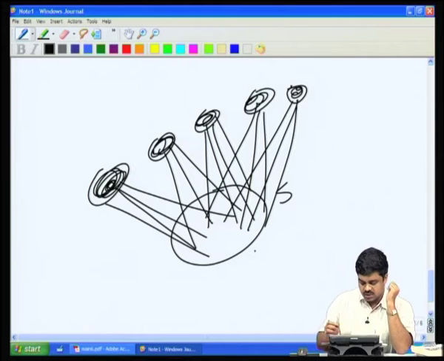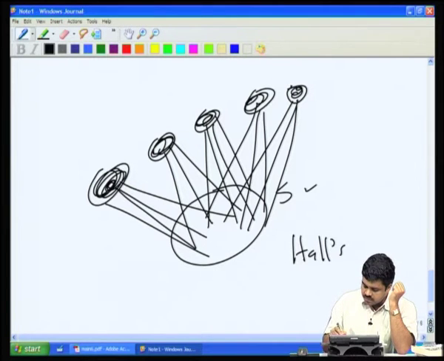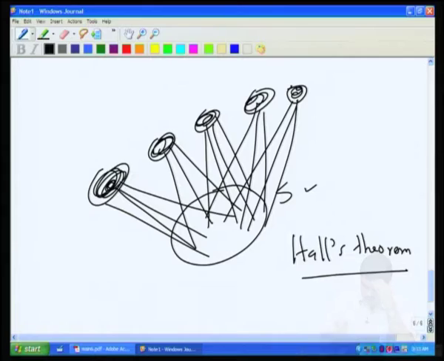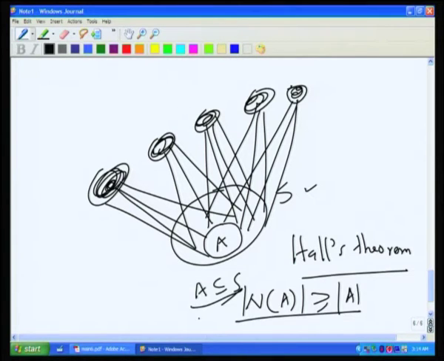Now, I want to show that there is a matching of S. We can use Hall's theorem. What was Hall's theorem? Hall's theorem says that for any subset, say A of S, if I consider N of A, and if the cardinality of N of A is greater than or equal to the cardinality of A for any subset A, then we say that Hall's condition is satisfied, and if Hall's condition is satisfied, then there will be a matching of S.